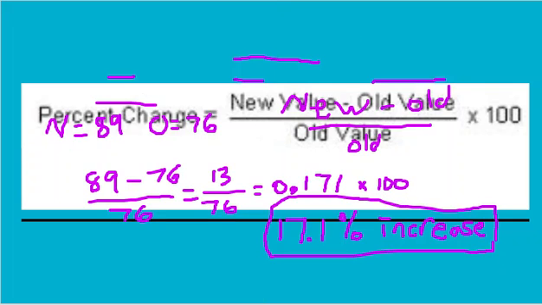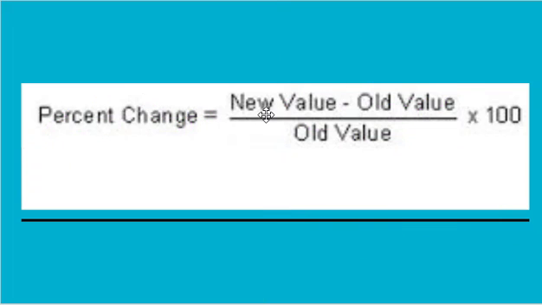So percent change, you must remember new minus old divided by old. And then when you're done with that, you multiply it by 100 to find your percent.